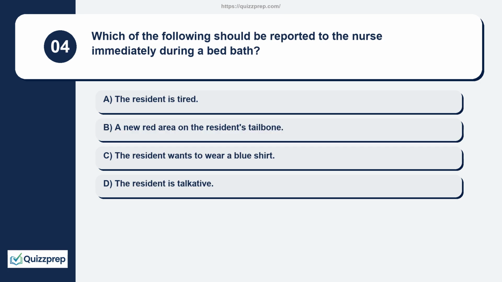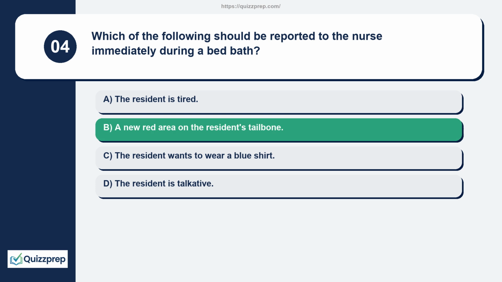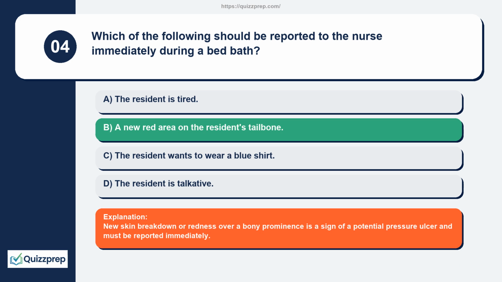Question 4. Which of the following should be reported to the nurse immediately during a bed bath? The resident is tired. A new red area on the resident's tailbone. The resident wants to wear a blue shirt. The resident is talkative. New skin breakdown or redness over a bony prominence is a sign of a potential pressure ulcer and must be reported immediately.